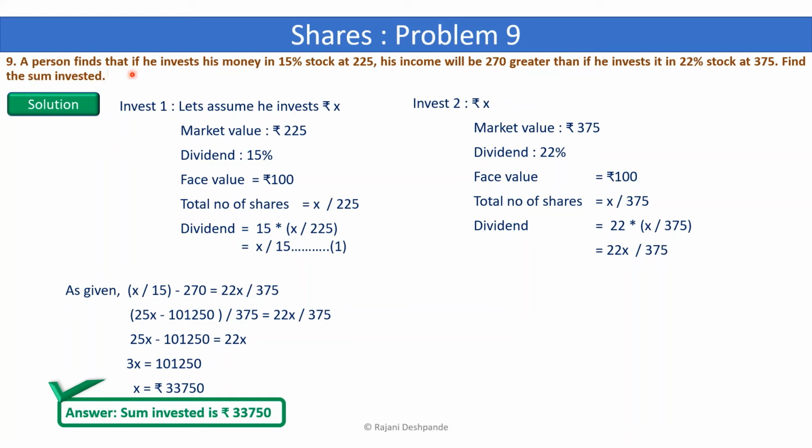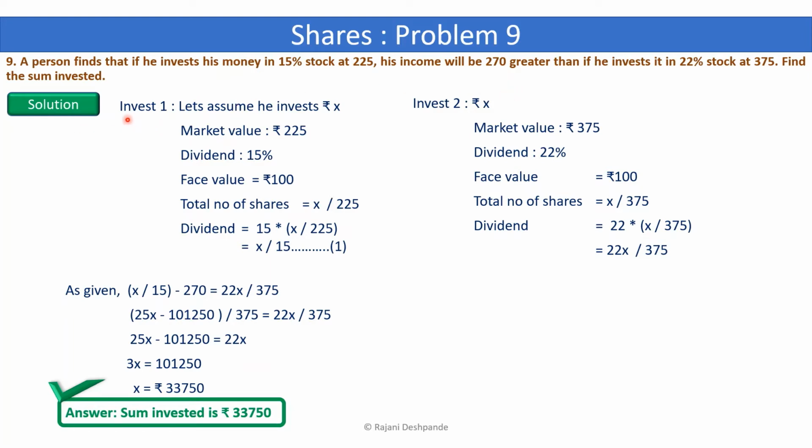A person finds that if he invests his money in 15% stock at 225, his income will be 270 greater than if he invests in 22% stock at 375. Find the sum invested. So the comparison is given here that if he invests in one stock, he will get some 270 rupees greater than if he invests in the second stock. So what amount is invested?